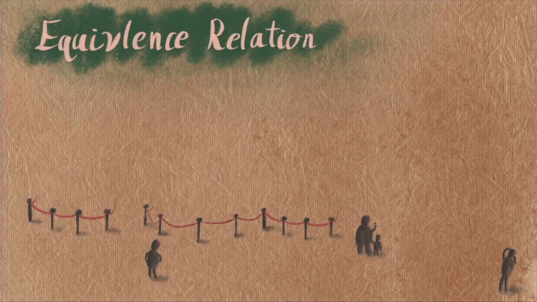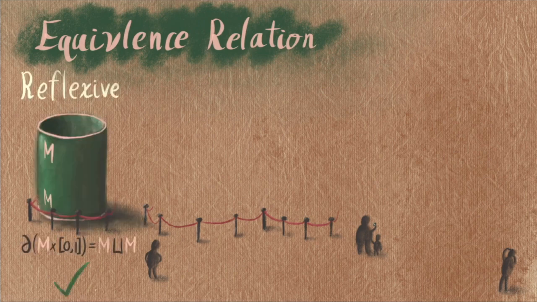Well, for that to be true, we need this to be an equivalence relation, which means there are three things to check. First off, reflexivity. Is a manifold cobordant with itself? Well, yeah, that's pretty easy. We just take the cobordism as the manifold cross an interval. So, like this cylinder here, we can see that its boundary is just two copies of the manifold.